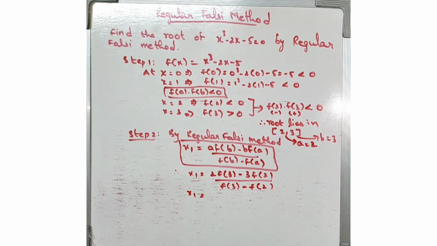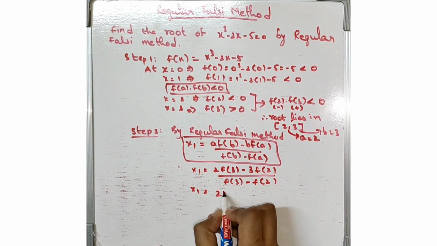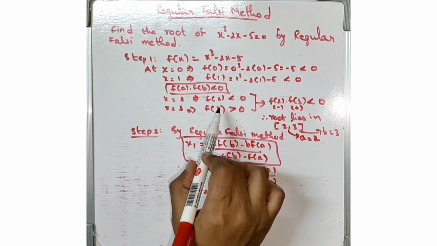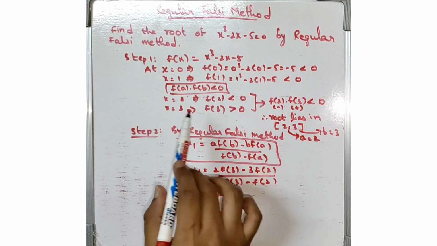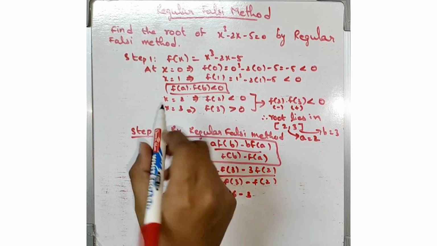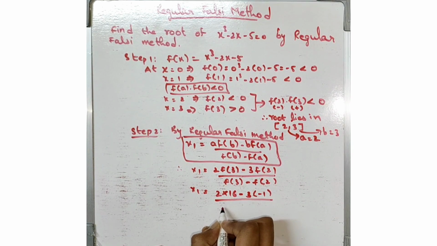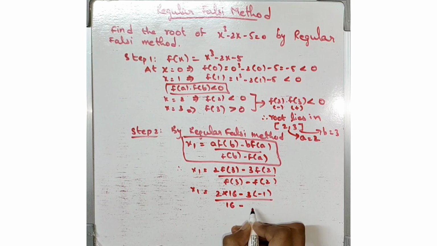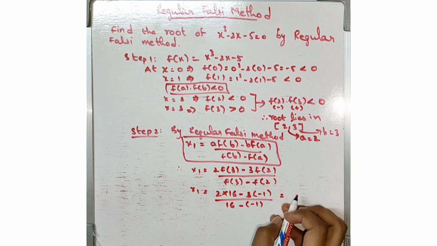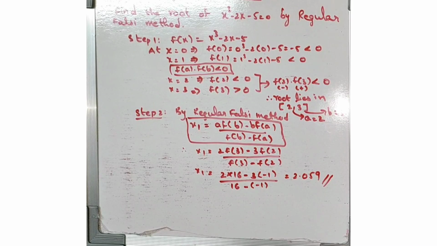Now just substitute the values: 2 times f(3). The value of f(3) is 16. I have written it directly; you just calculate. 2 times 16 minus 3 times f(2). f(2) is minus 1, divided by f(3), which is 16, minus f(2), which is minus 1. Calculate this whole thing and you will get 2.059. We have found the value of x1.